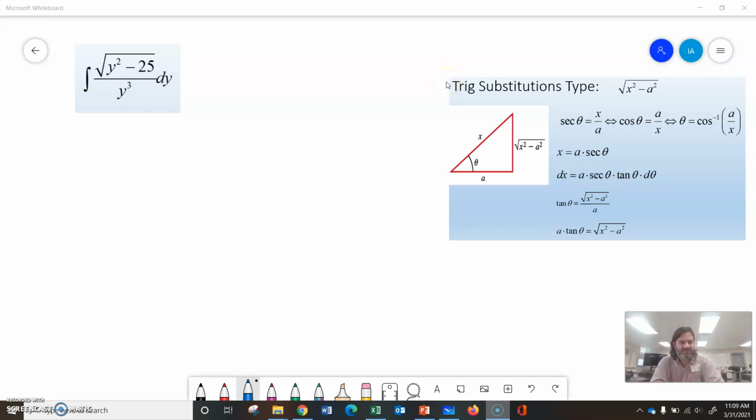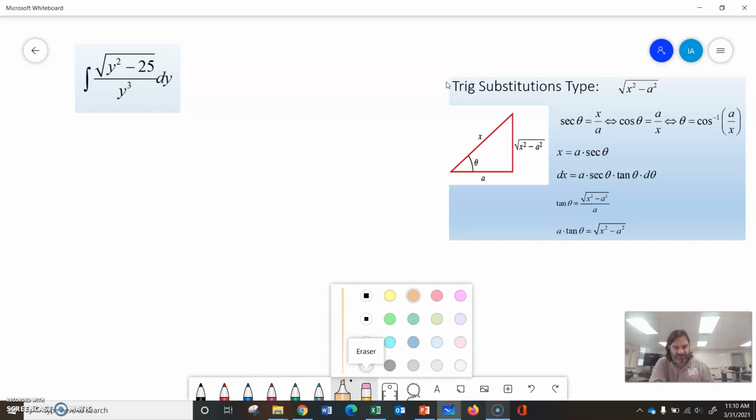Alright, let's see here. We've got another trig substitution integral. It is the integral of the square root of y squared minus 25 over y cubed, dy. These are in terms of y, so everything looks nice. We don't have to worry about getting confused. So let's see here.